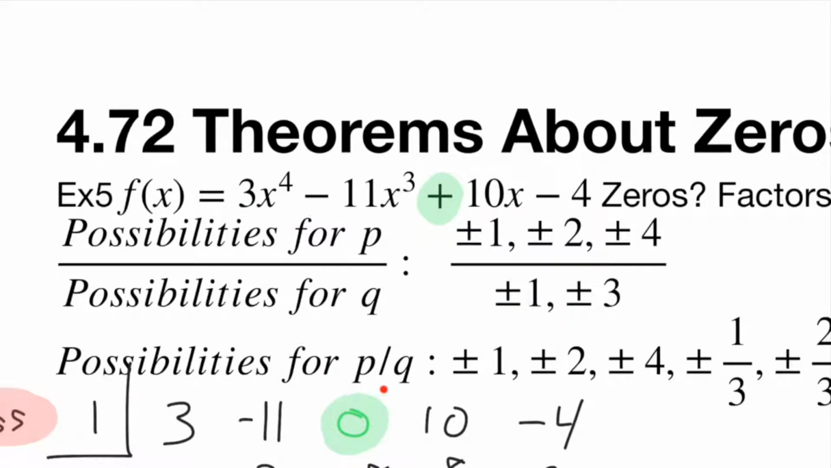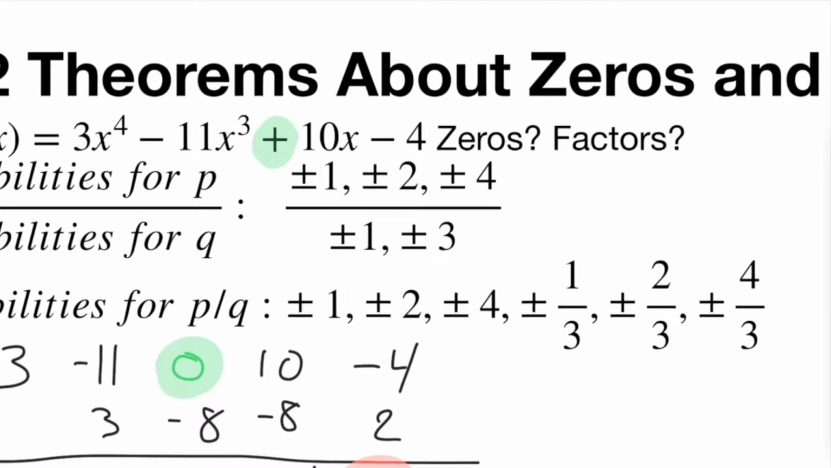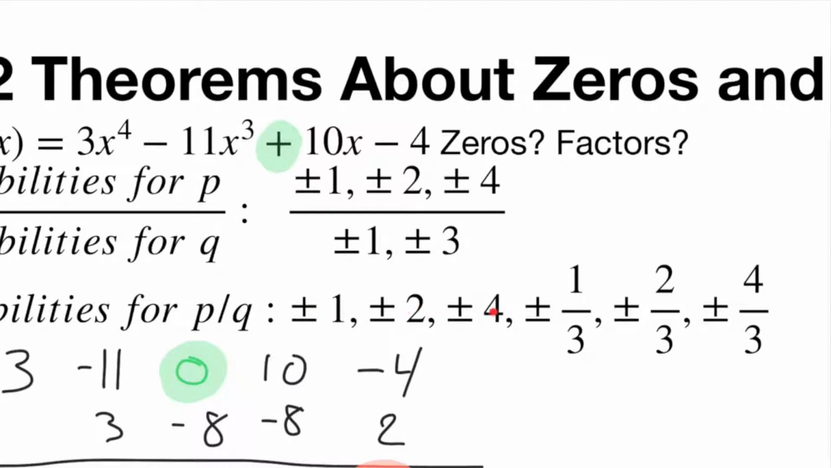Anyway, the possibilities for p divided by q, the zero of the function, would be every single possible fraction you could make from all the factors of this number and all the factors of this number. So all the different fractions you could possibly make look like this. These are all the possible zeros of the function.